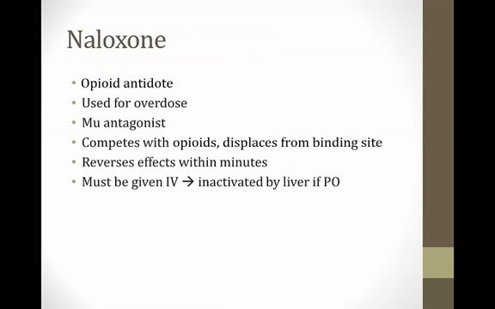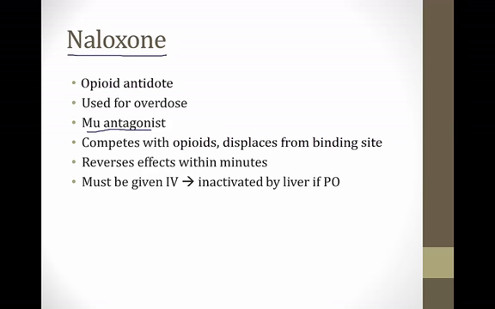If people overdose on opioids, there's an antidote, and that's naloxone. And this usually doesn't happen with anesthesia, but this happens if people are taking opioids chronically for pain. It's a mu receptor antagonist, and it competes with opioids and displaces them from the binding site. It reverses the effect of opioids within minutes. And if you ever give this to someone, it's very dramatic.